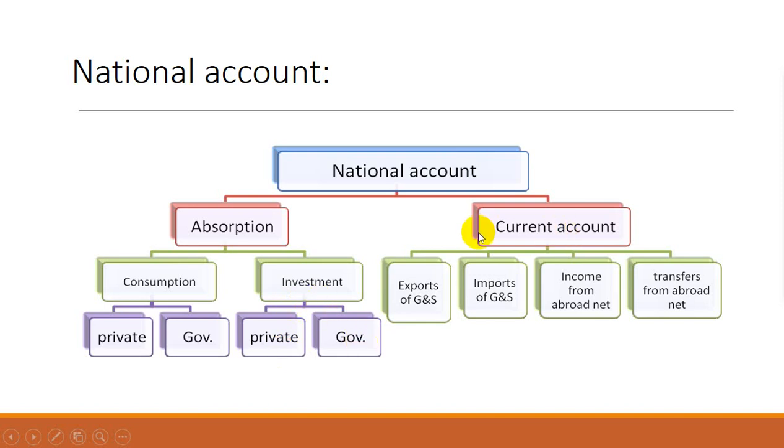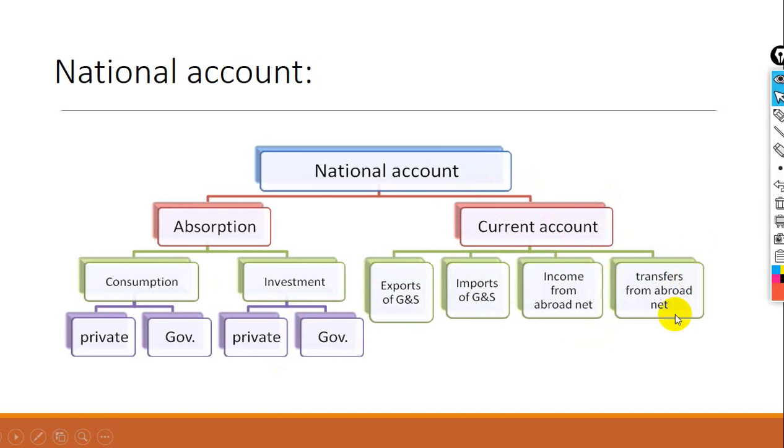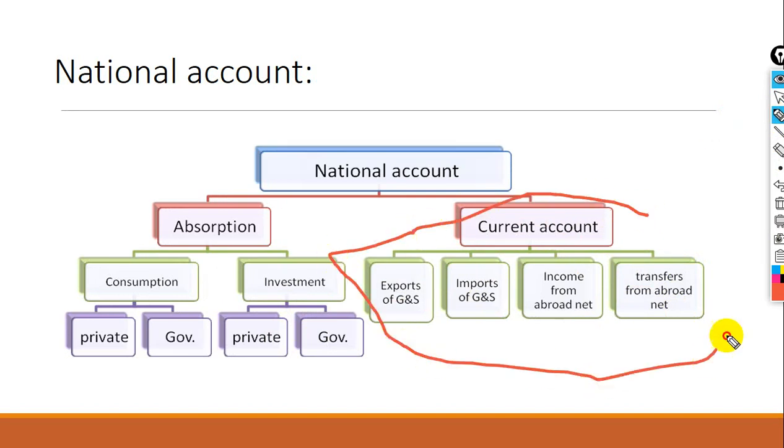With respect to the second part, the current account, it is going to be the summation of export of goods and services, import of goods and services, income from abroad net, and the transfers from abroad net. By the way, this part will be found on the balance of payments as well.